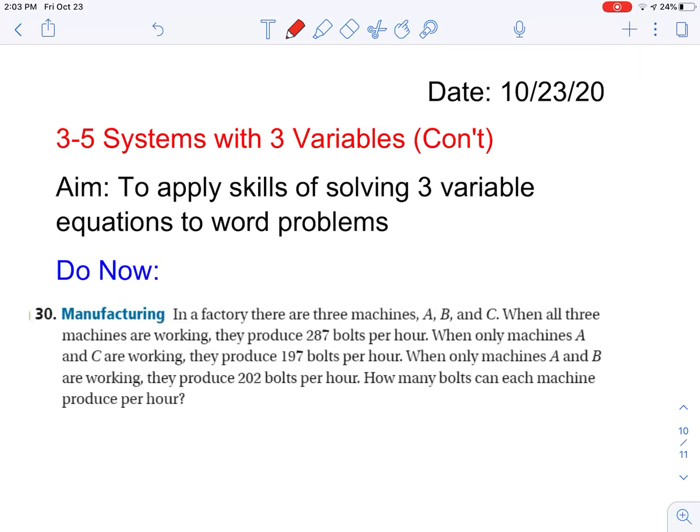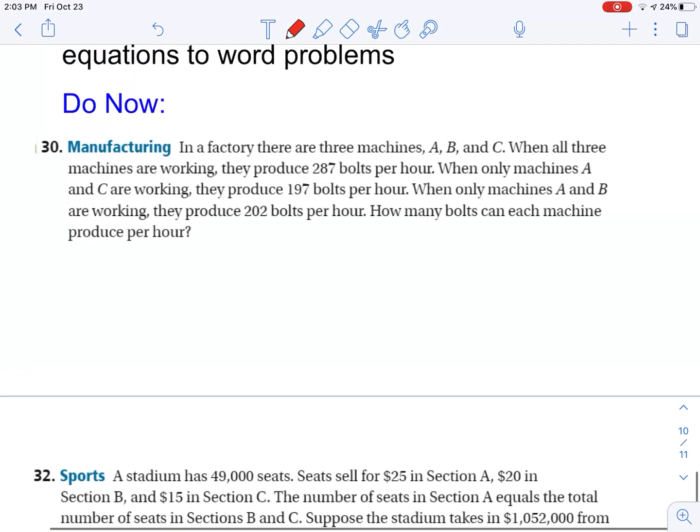Welcome to my video on the second part of 3-5, which is systems with 3 variables, but with a focus on word problems. So we're going to apply the skills of the last lesson to word problems after we have translated everything. So to do this, we're going to focus on number 30, which was on the homework.